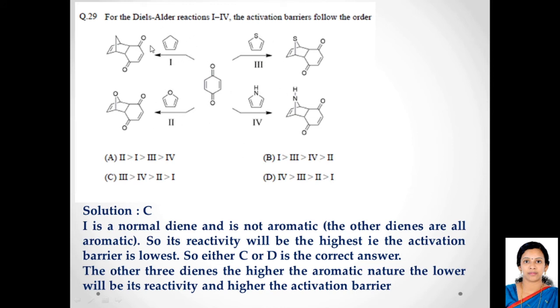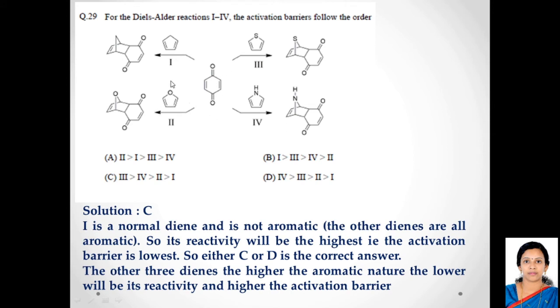That means it will be more reactive, because being less stable it will show a tendency to react, and therefore the activation barrier for this will be the least. So 1 will have the least activation barrier and the highest reactivity. So it's C or D that is the correct answer, because in both of these the activation barrier for 1 is the least. So which one is it, C or D? Now, out of the remaining 3 dienes, we have to find which of these aromatic systems is more stable.